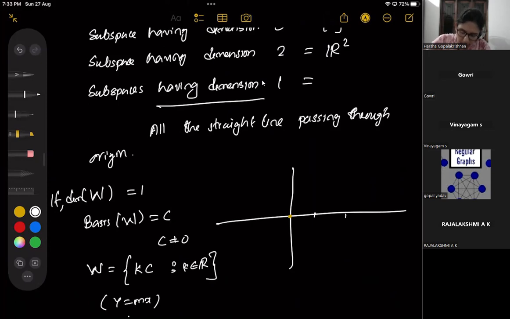So this is actually in the form y equals mx, the straight line form. The elements of W are all Kc. So it is in the form of straight lines passing through the origin. Like this, if I take some C here, Kc will be here. The same way for the other straight lines. All the straight lines passing through the origin are the subspaces of R2 with dimension 1.